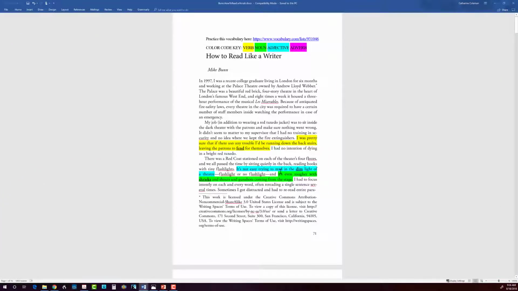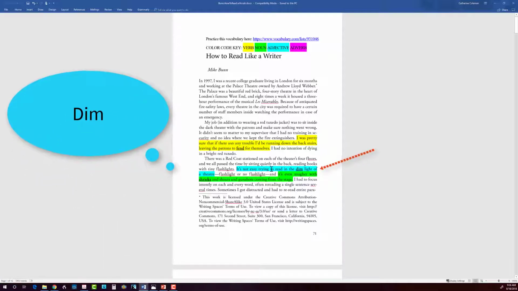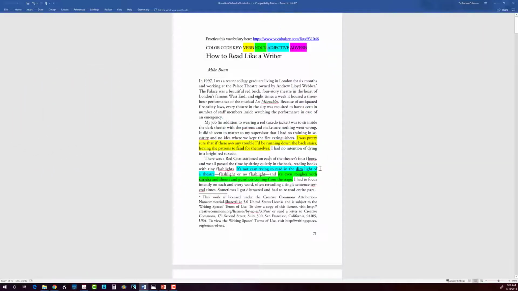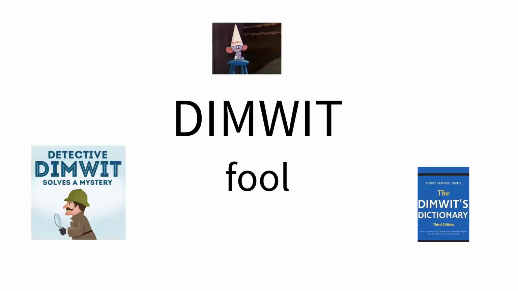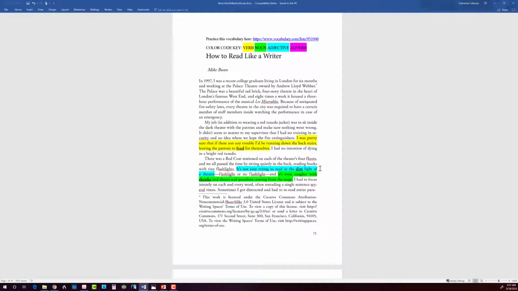The next vocabulary word that we have is dim. It's not easy trying to read in the dim light of a theater, and we know this is an adjective because, again, I've color-coded it blue. Dim is often used to mean to reduce specifically light. However, we also use that for intelligence. So if we consider someone to be dim or a dimwit, which is an idiomatic term, that means not very bright, which is what dim means, not very bright.